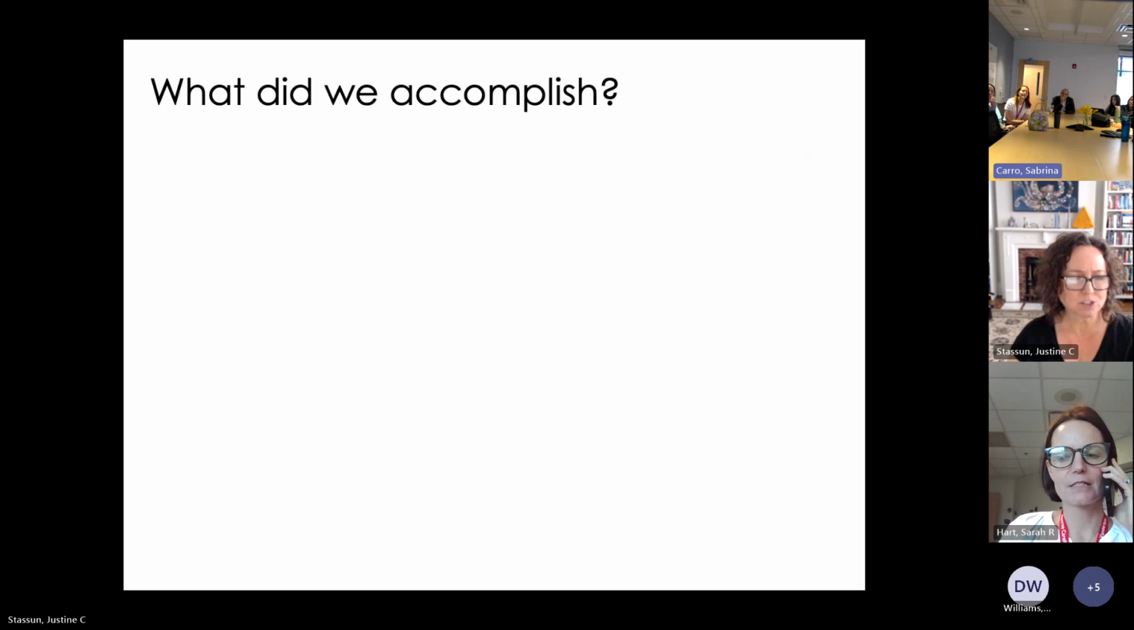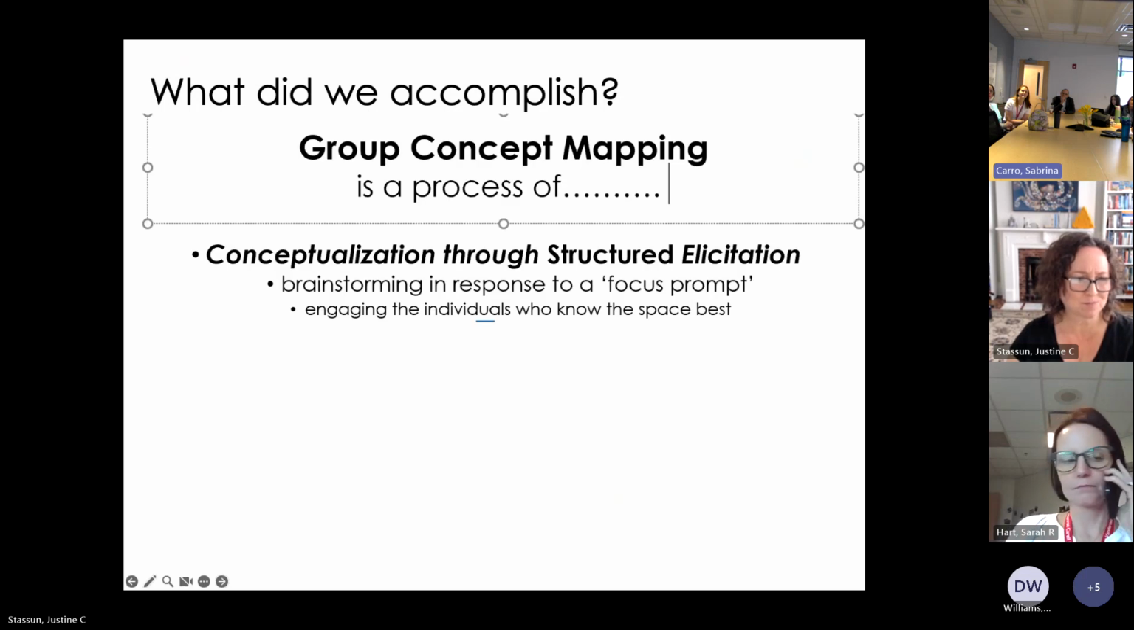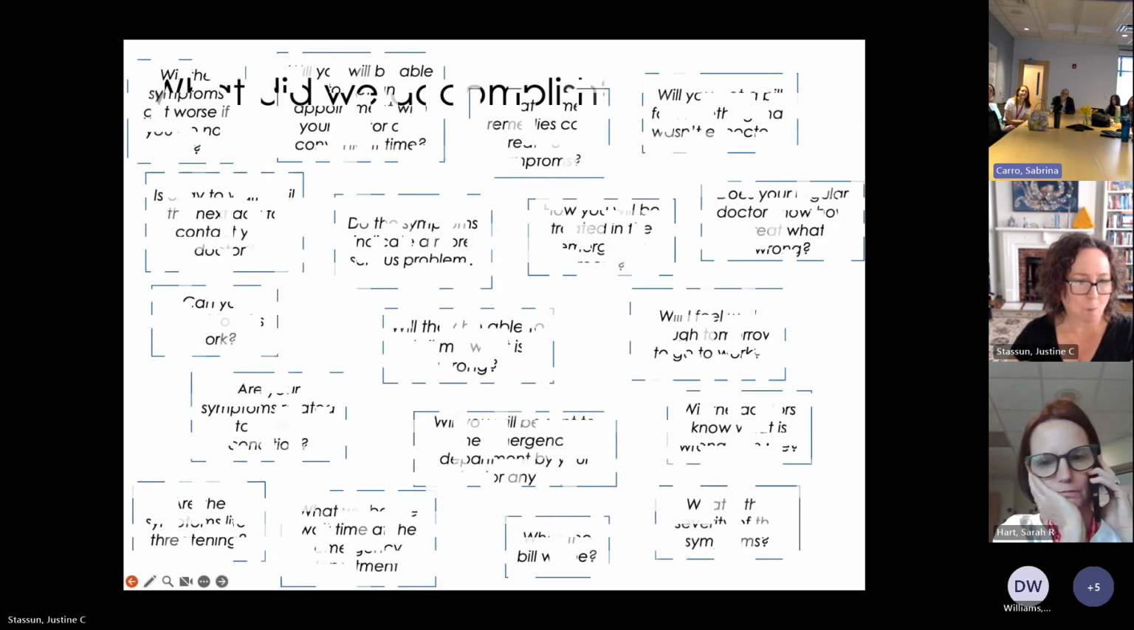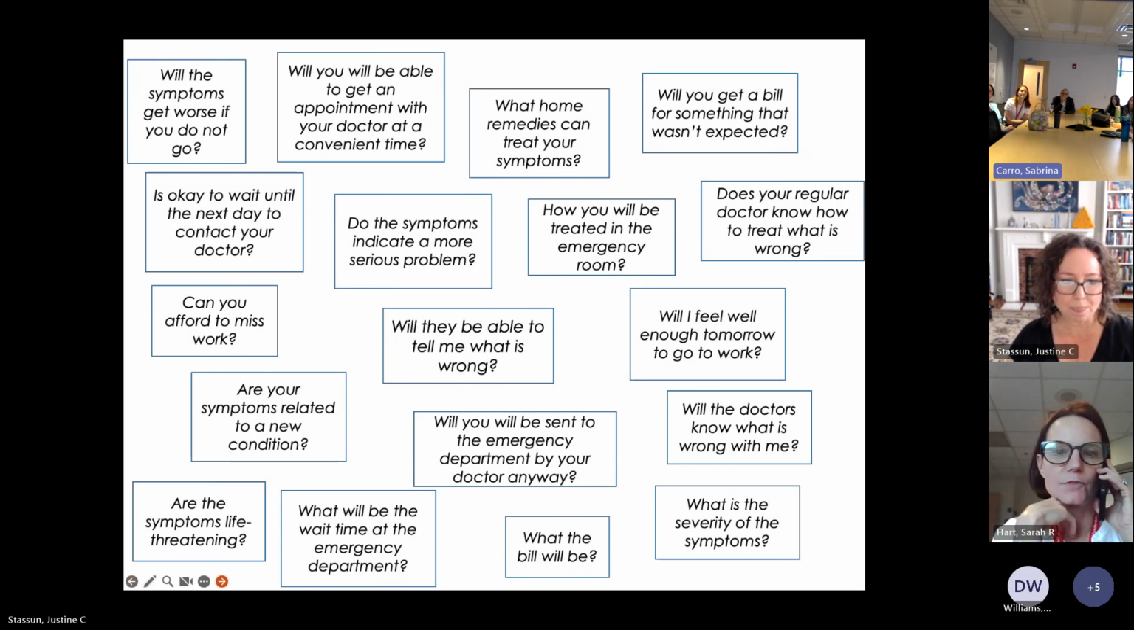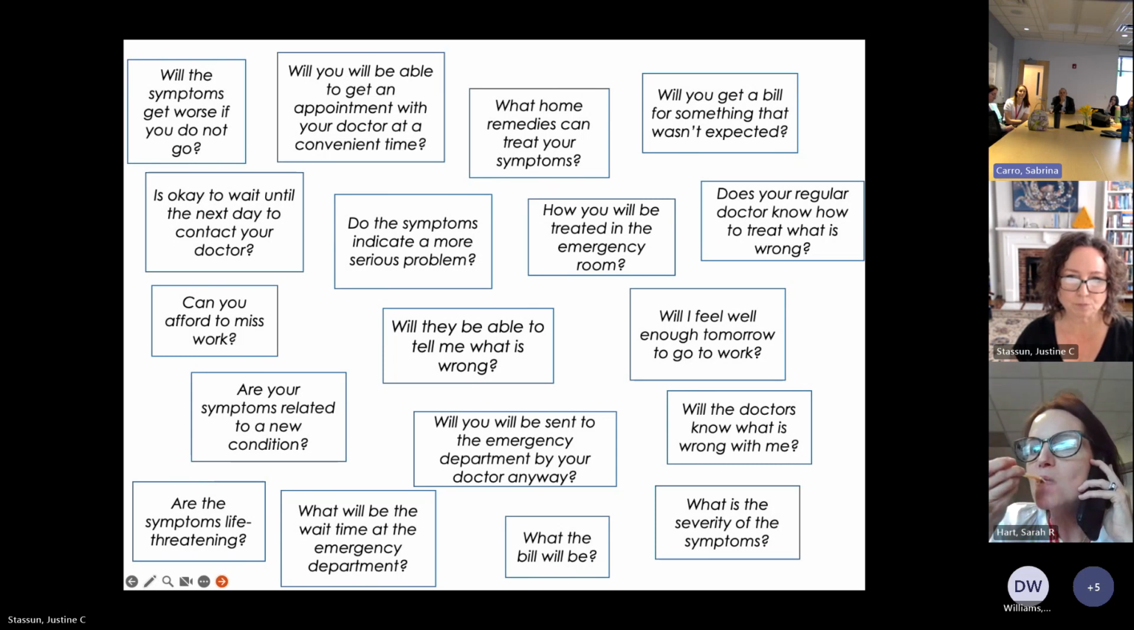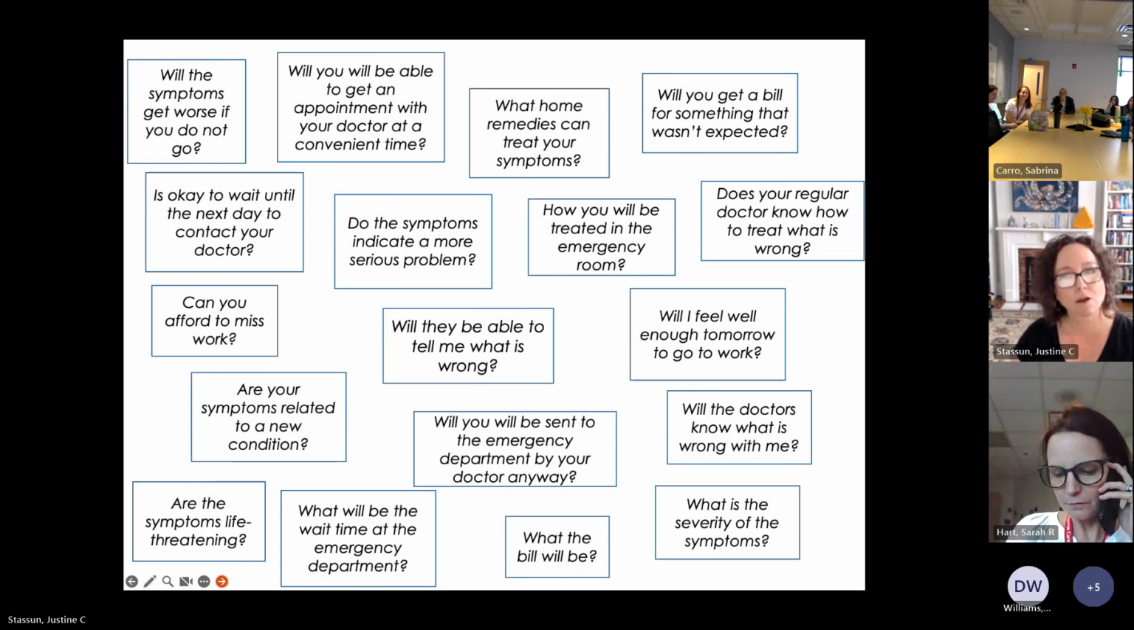Is it okay? Oh, go back. Well, I'm sorry. Can you go back? There you go. Yeah, that's fine. These are them. Does your regular doctor know how to treat what's wrong with you, right? Patients are often uncertain about whether or not their primary care doctor has the expertise to treat something that lands them in the ED. There's some stuff around the bill, the wait time, right? Are these life threatening?